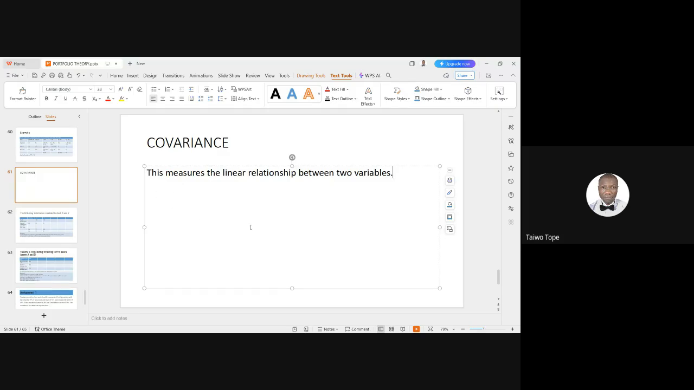Covariance measures how two investments move. Take notes. It measures how two investments move together. That is, if stock A goes up, what happens to stock B? It goes down.